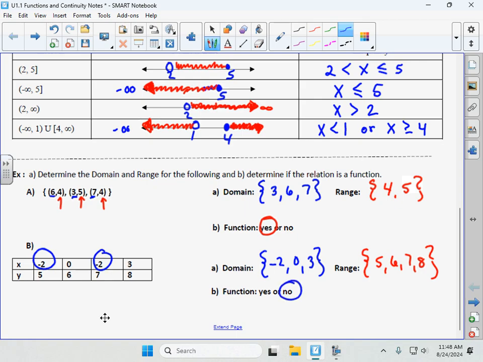And so that's all we're going to do for this part of Unit 1.1. We're going to finish off the rest of it the next time we meet.